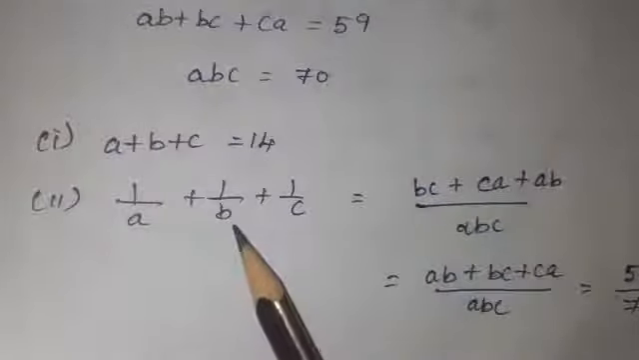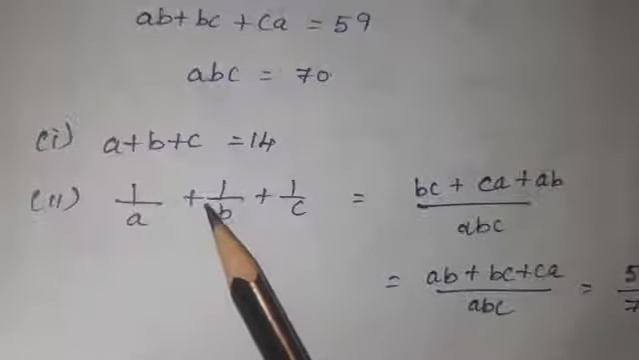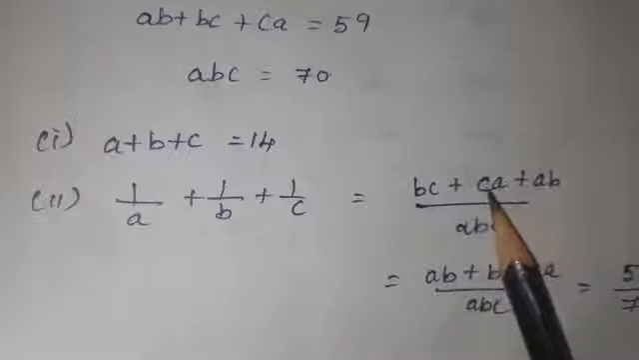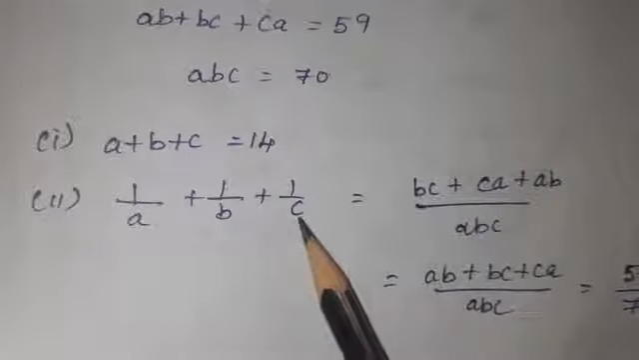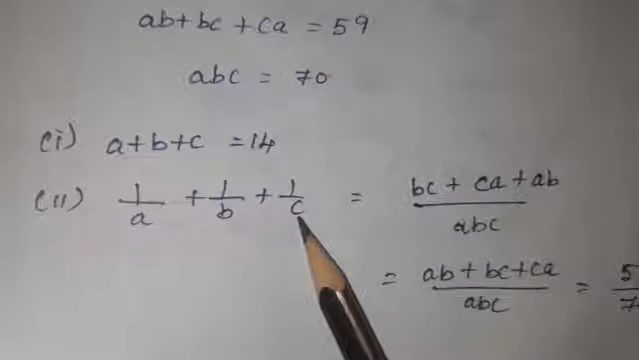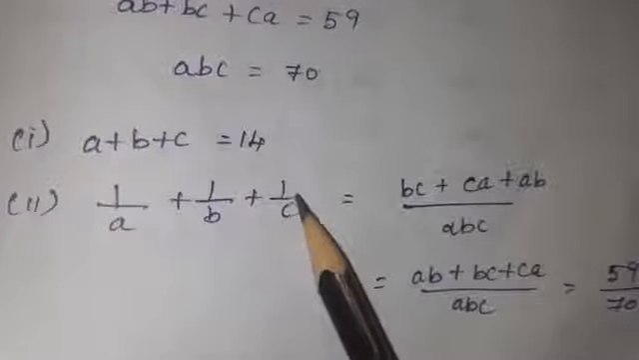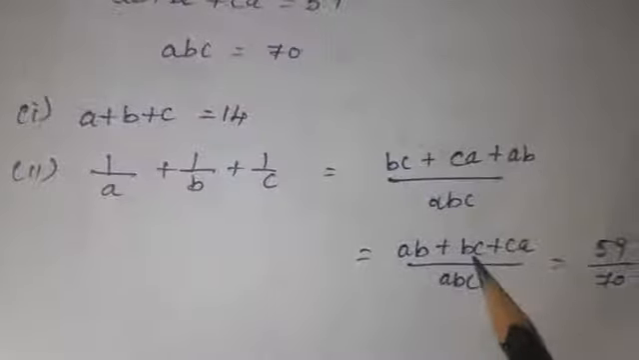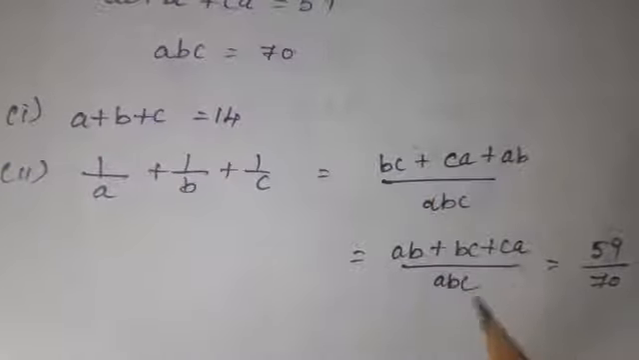When you see the second term, the denominator is B. So multiply with AC. 1 into AC is AC. Here I have written that in the order CA. Plus, the denominator is C, so the missing variable is AB, which is multiplied with 1. You will get AB. Arranging them, I have written AB plus BC plus CA divided by ABC.